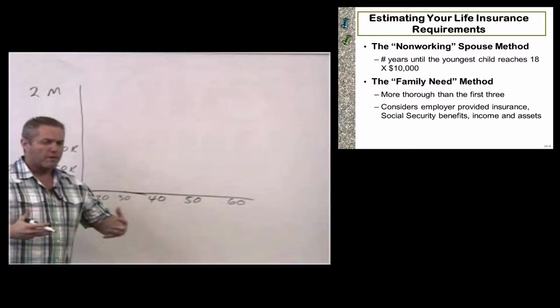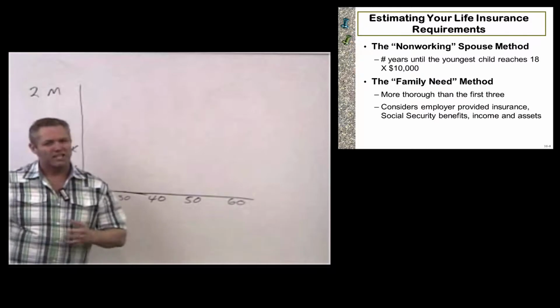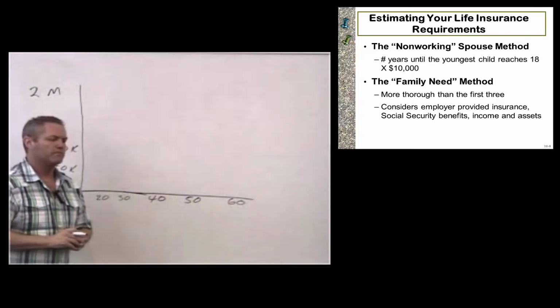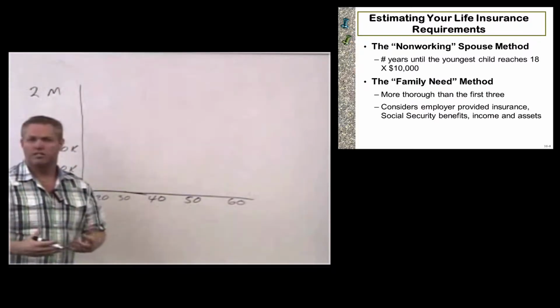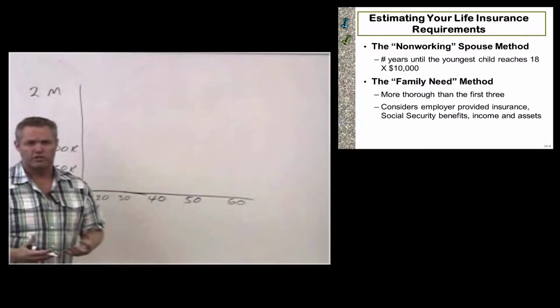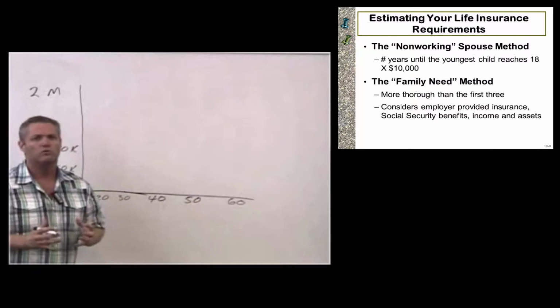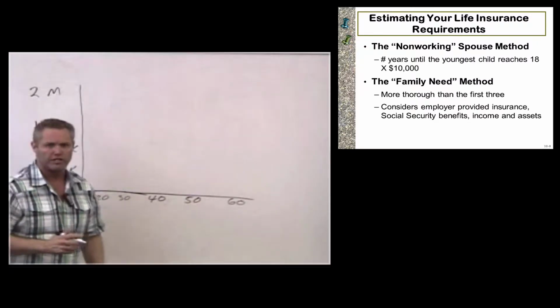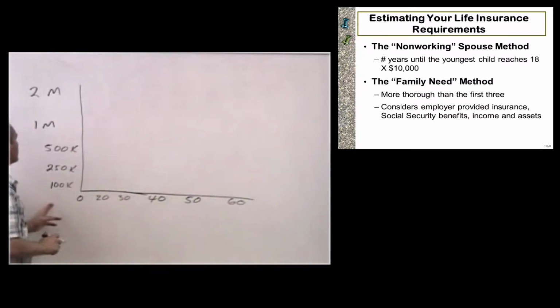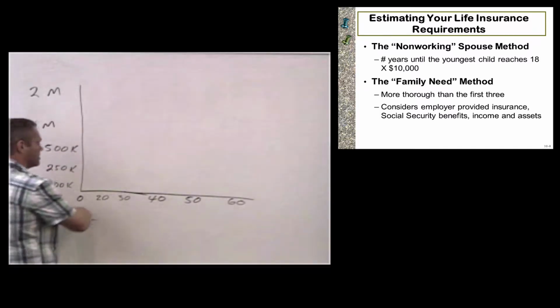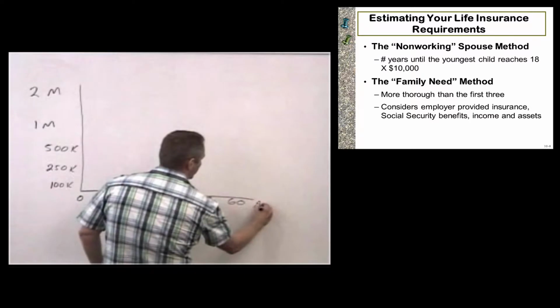Okay, so I'm going to expand a little bit on this family need method. Basically, I think everybody needs to look at their life insurance this way, because there's a lot of unique things that go along in everybody's life and relationship. So here on this axis, we have the amount of insurance we're going to be buying, and down along the axis here, we have our age.